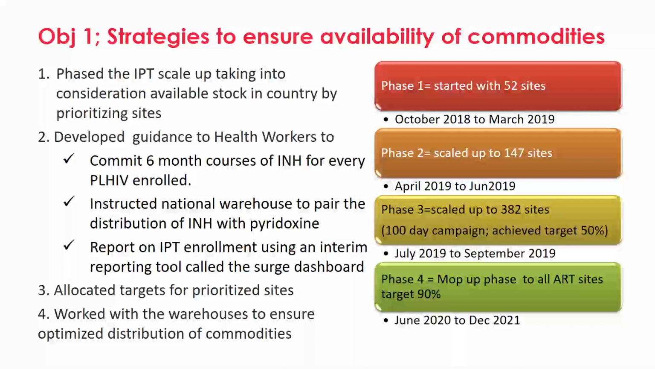Third, we allocated targets for prioritized sites to make sure that the health workers knew how many PLHIVs they had to enroll within the 100 days. And we also worked with warehouses to ensure that there was optimized distribution of commodities, and in that we were monitoring the stock. Where facilities still had stock, we would be able to instruct the warehouse not to distribute INH there, but to take it where they needed it most.